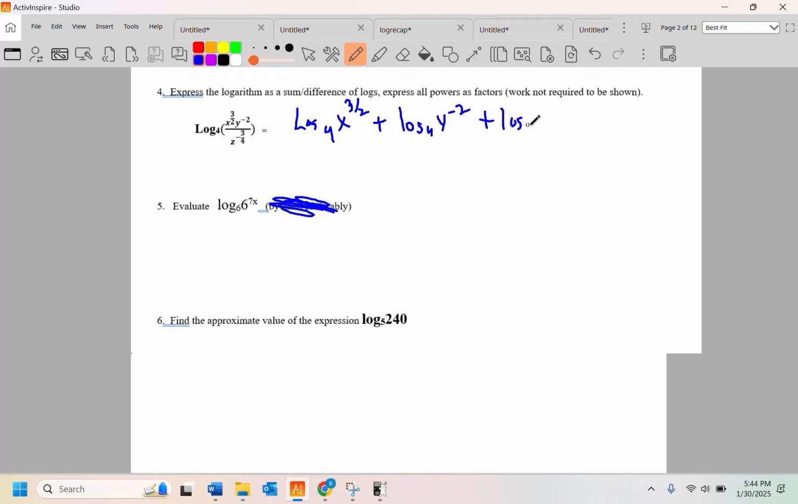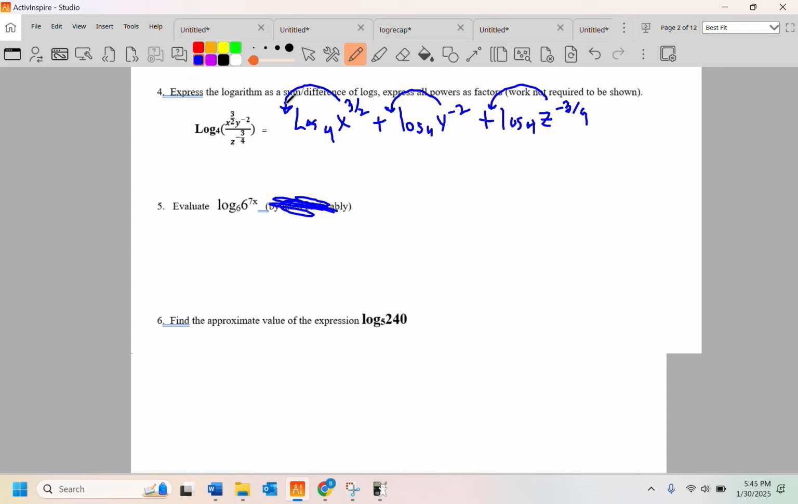Plus log base 4 of z to the -3/4. Now, of course, I was dealing with a different breed of kid back in 2016. They hadn't been exposed to having a screen in front of them all the time.